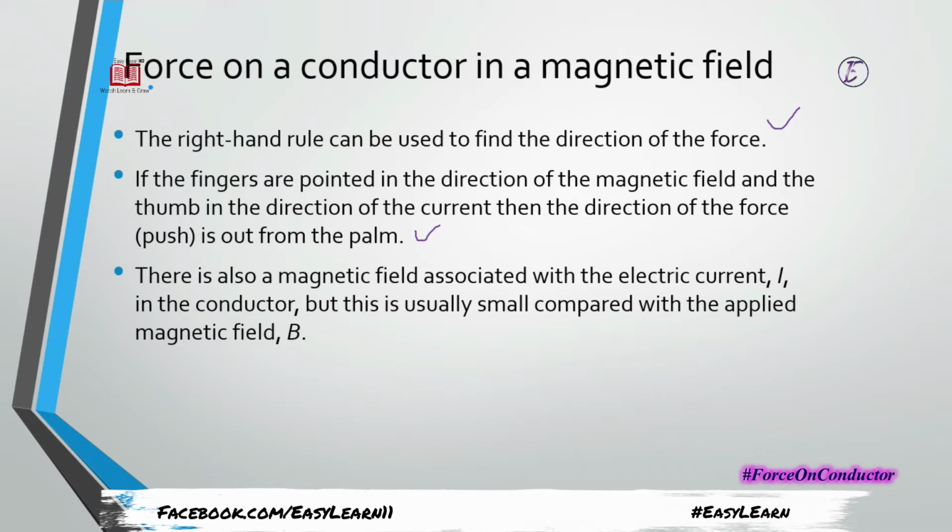And you can also read these points by yourself when I provide you this lecture, and that's why I added some points here. There is also a magnetic field associated with the electric current I in the conductor, but this is really small compared to the applied magnetic field. This is what I already explained in this second slide.